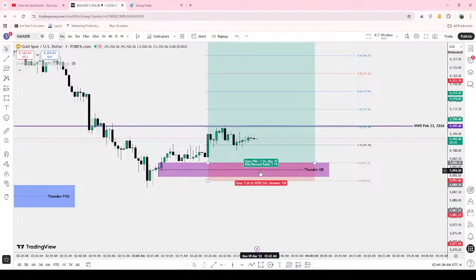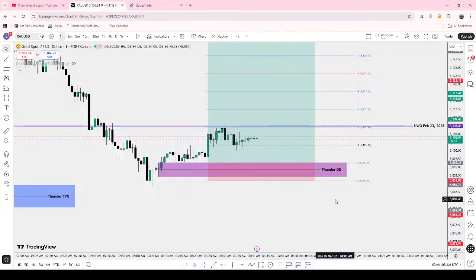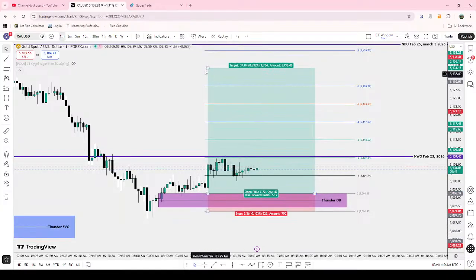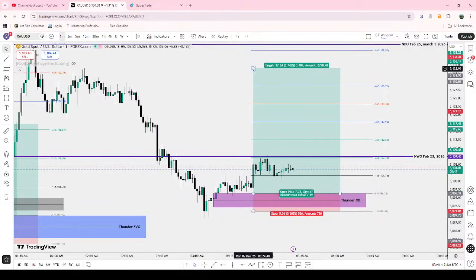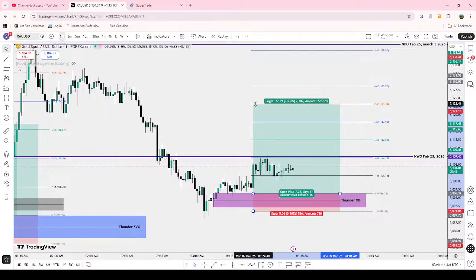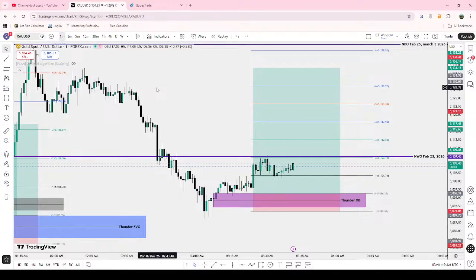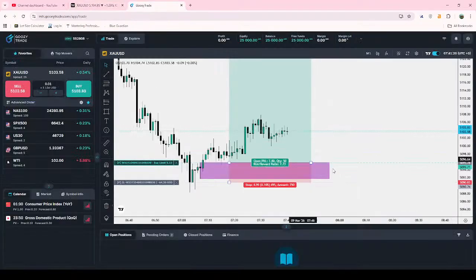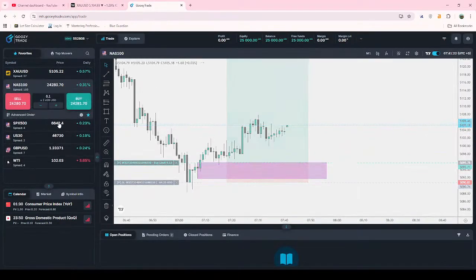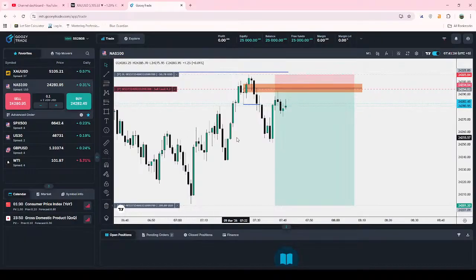And I am hoping for the market to react with the 100 fair value gap and go higher. The usual RR for the 100 fair value gap is 1 to 5, but we are aiming for this liquidity, which makes our RR 1 to 7. So none of the trades have been triggered till now.